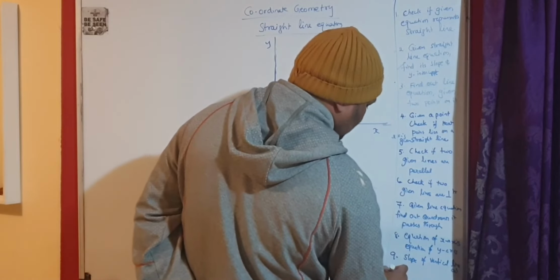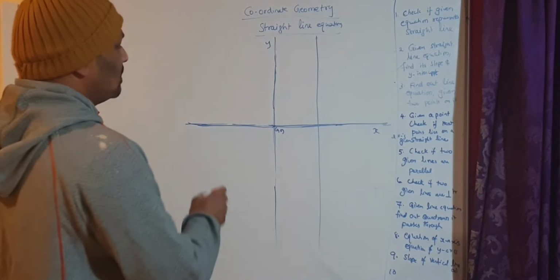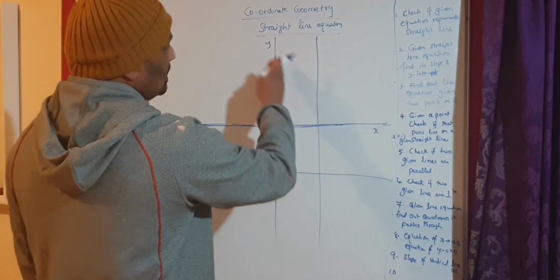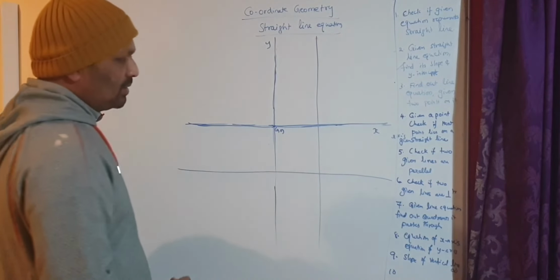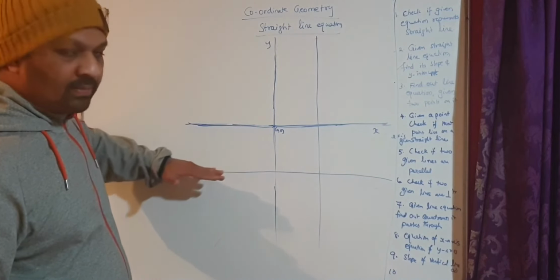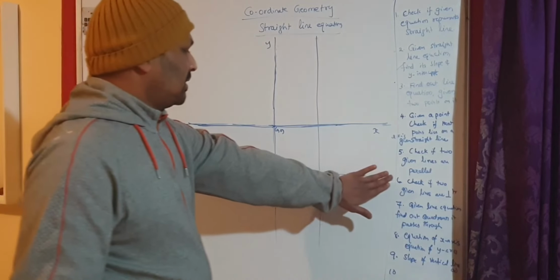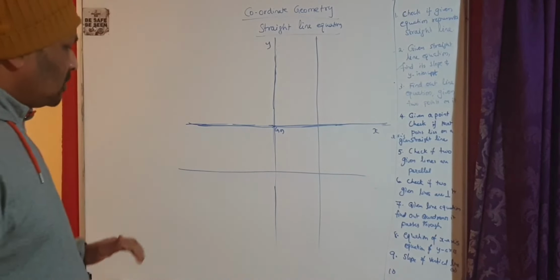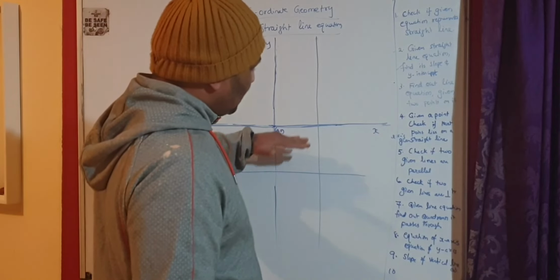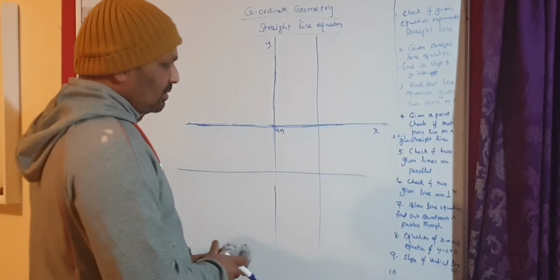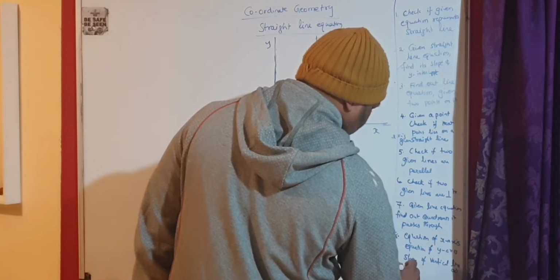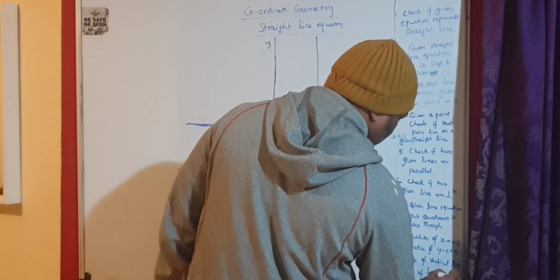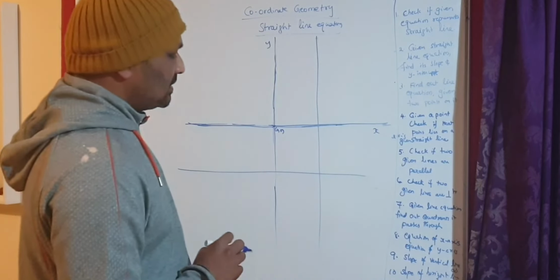Similarly, you may be given a line that looks like this. This is the x-axis, this is the y-axis, and there's a line exactly parallel to the x-axis, perfectly horizontal. What is the slope of that line? The slope of any horizontal line, that is, parallel to the x-axis, is 0. The slope of a horizontal line is 0.